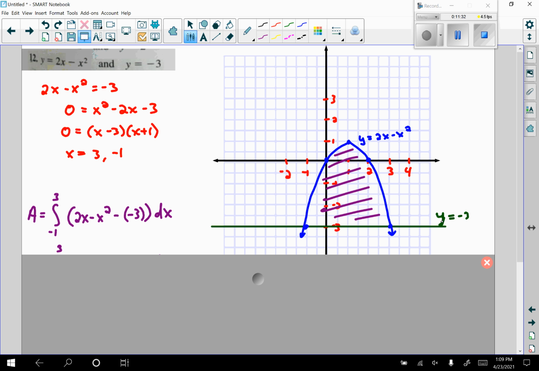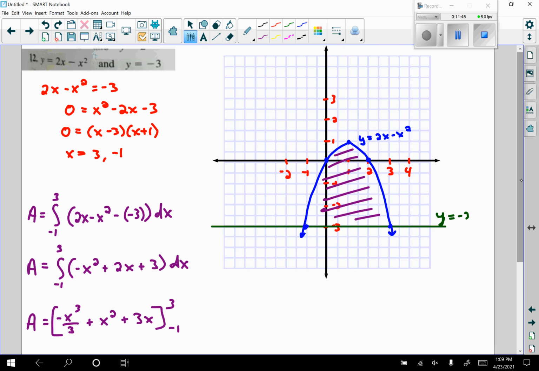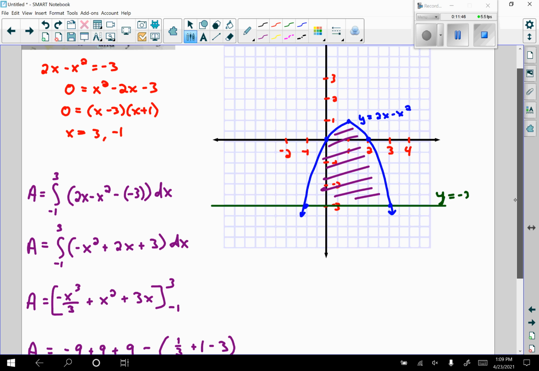So here's our two graphs. We notice the entire time from x equals -1 to 3, the quadratic function is the top curve. So we just write that out minus our constant function, which is just -3. This one wasn't too terrible.